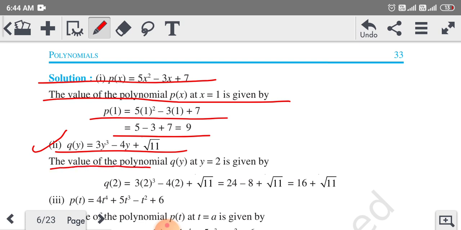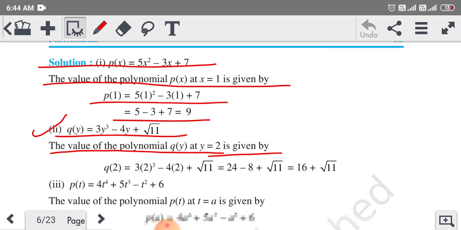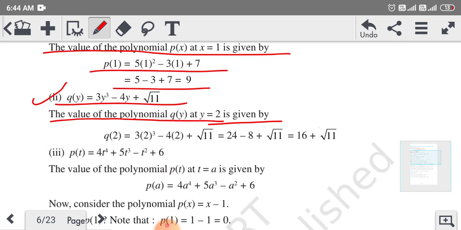Second, q(y) is equal to 3y cubed minus 4y plus root of 11. The value of the polynomial q(y) at y is equal to 2 is given by q(2) is equal to 3 into 2 cubed minus 4 into 2 plus root of 11, that is equal to 24 minus 8 plus root of 11, that is equal to 16 plus root of 11.